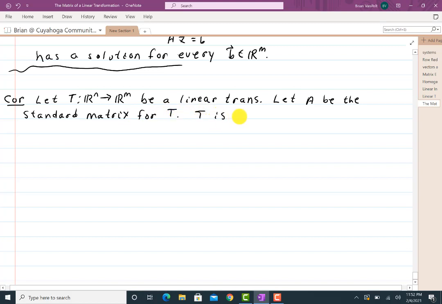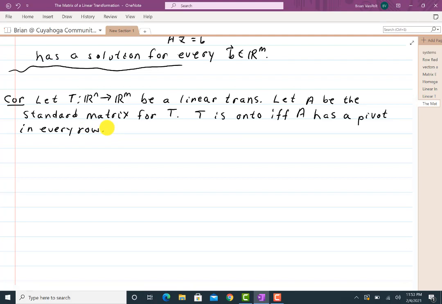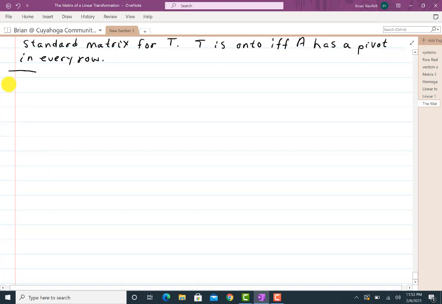T is onto if and only if A has a pivot in every row. And all I've got to do is take T of x equals b and turn it into Ax equals b and apply the theorem. So it's a very easy corollary to prove. Usually corollaries are fairly easy. They're usually easier than the theorem that they're based on. That's, I think, about the last of the theorems for this massive section.